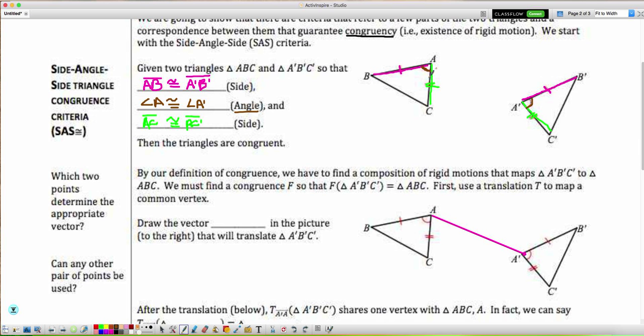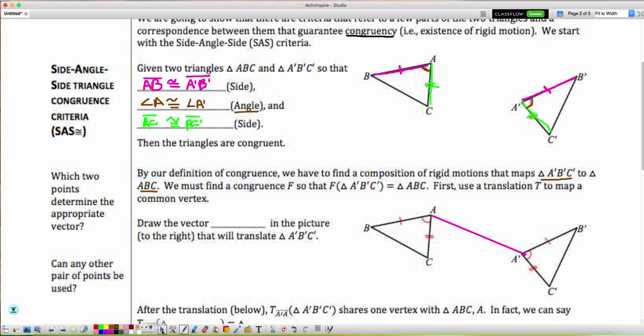We know, of course, if they map onto each other, then they would be congruent, because mapping onto each other means that they overlap each other. So they should overlap perfectly, and I'm going to justify that here. By our definition of congruence, we have to find a composition of rigid motions that maps the primes onto the pre-image. So we're going to do that here.